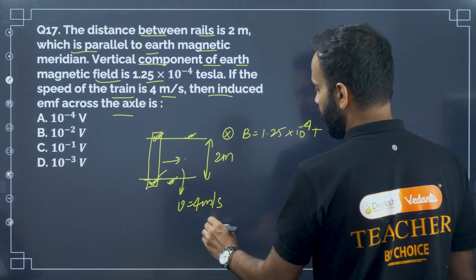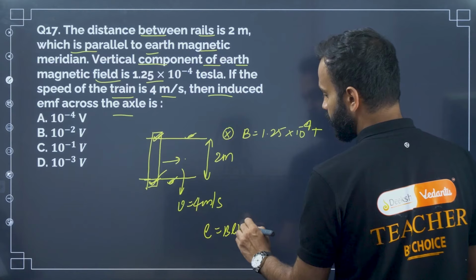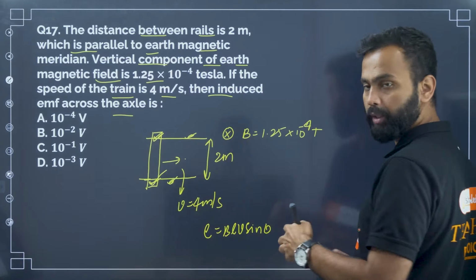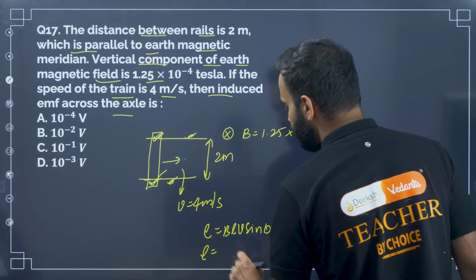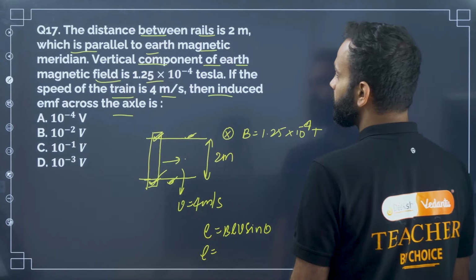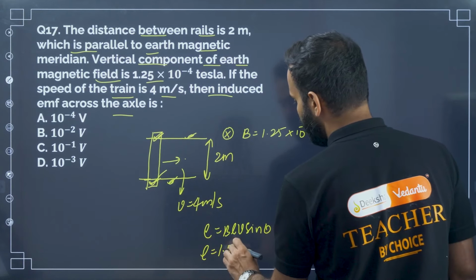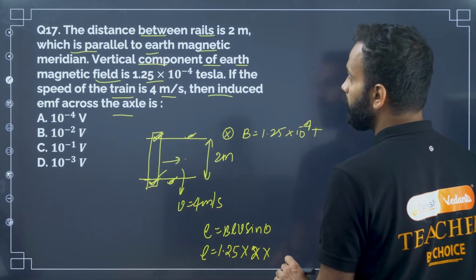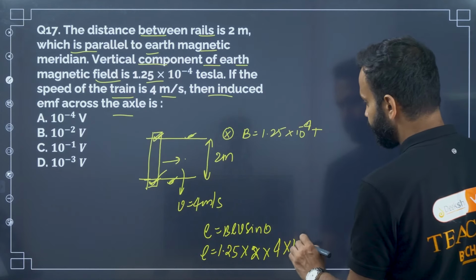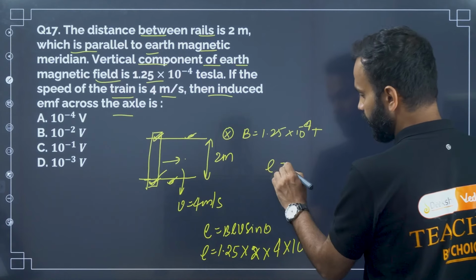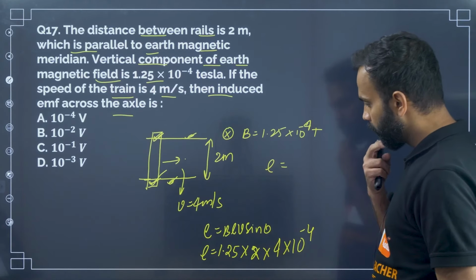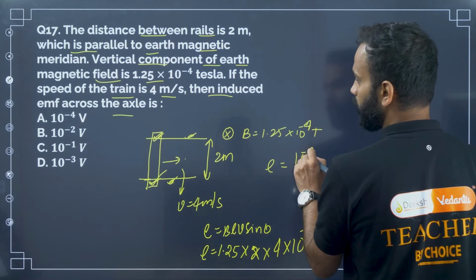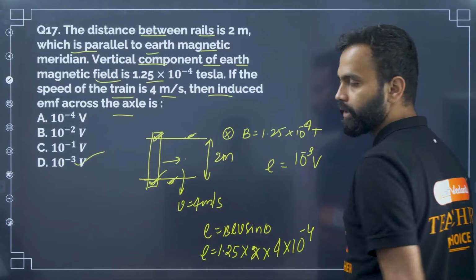So here induced EMF E equal to B into L into V sin theta. Theta is angle between V and B, that is 90 degree. Magnetic field and V both are perpendicular to each other, right? So E equal to BLV. That's it. So B is 1.25 into 10 to the power minus 4, L is 2 meter, and V is 4 meter per second. So now solve this. E equal to 1.25 into 2 is 2.5, 2.5 into 4 is 10. So 10 into 10 to the power minus 4 is 10 to the power minus 3 volt. The correct option is D.